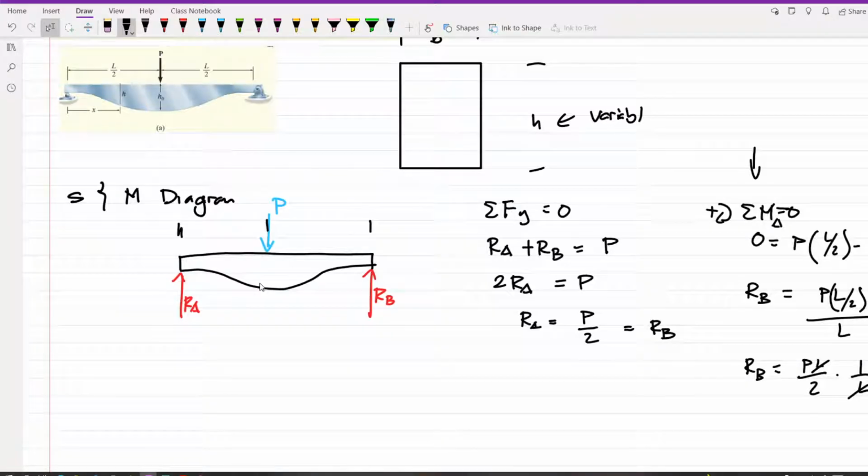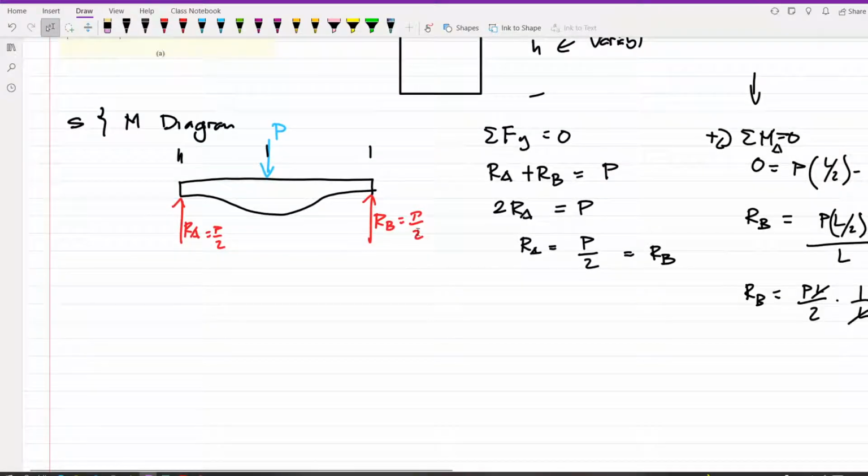So, pwede nating i-assume RA, RB. Okay. So, RA is equal to P over 2. RB is equal to P over 2. Ngayon, since in terms of X, hindi pwedeng mag-area method. So, kailangan natin ng equation method.